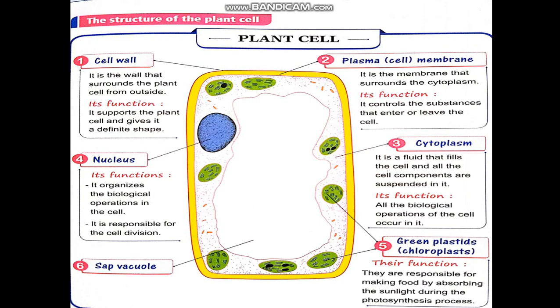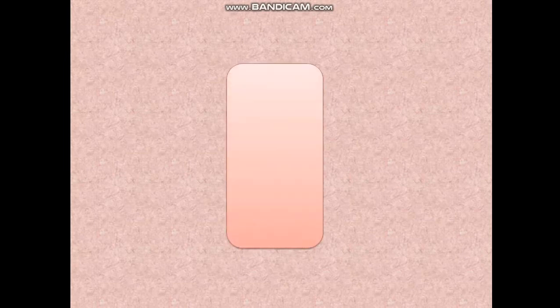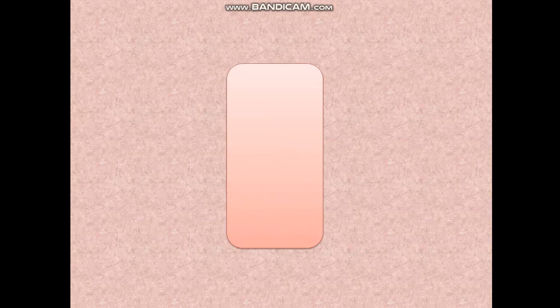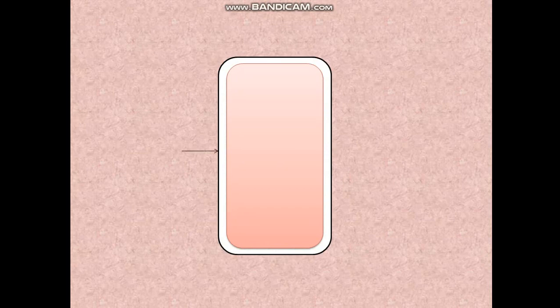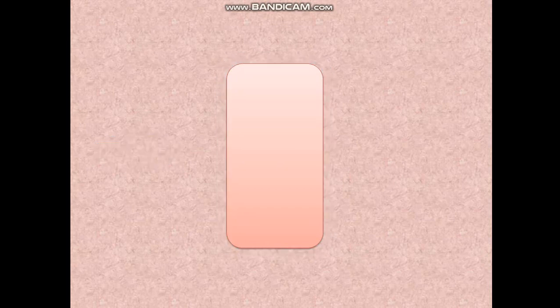We will start with the cell wall. What is the cell wall? It is the wall that surrounds the plant from outside, as this. This is the cell. As here, we have a plant cell. The plant cell is surrounded by the cell wall. So again, the cell wall surrounds what? The plant cell. Cell wall surrounds the plant cell.